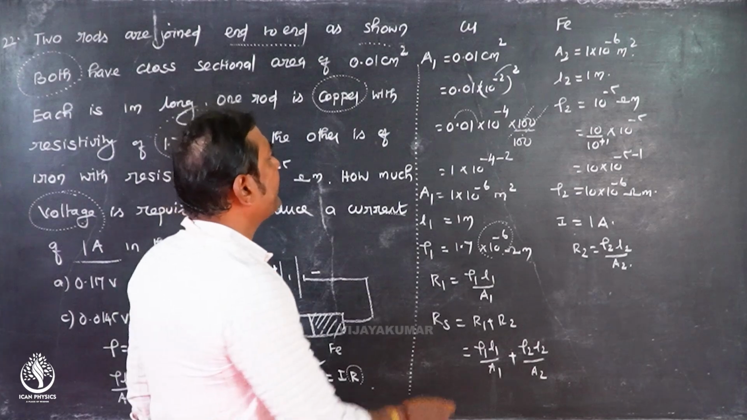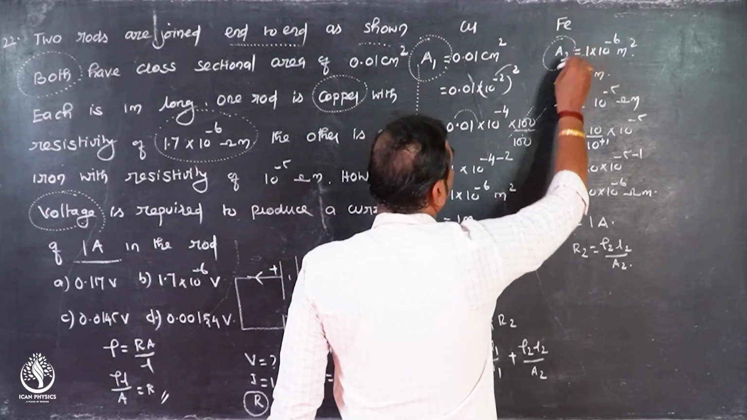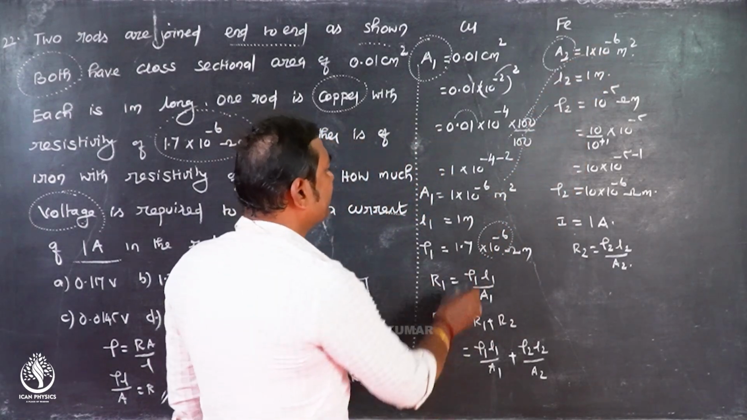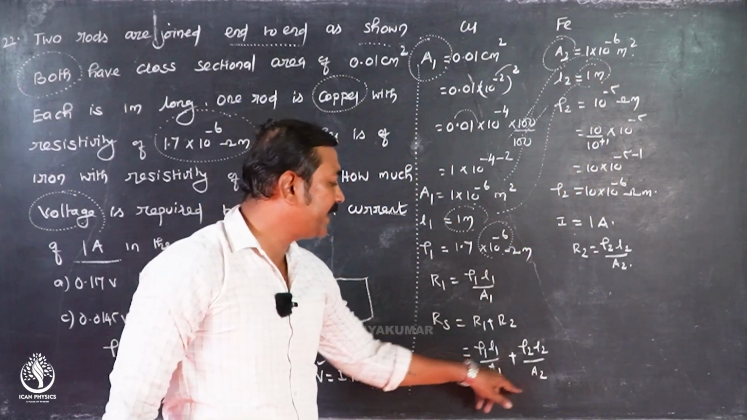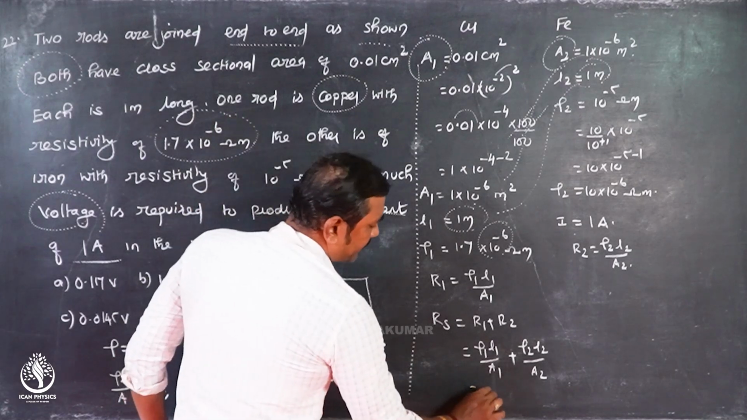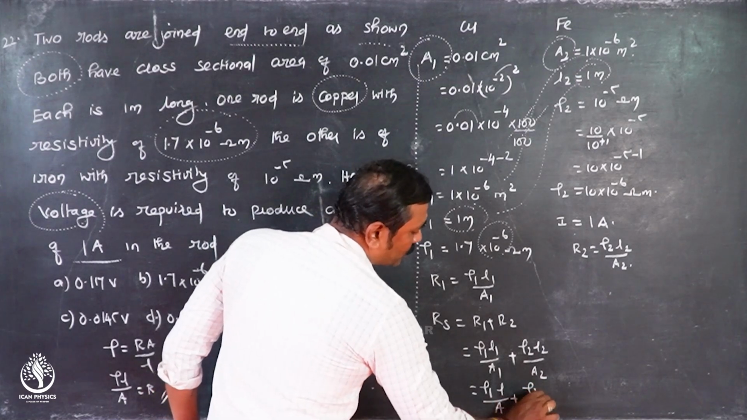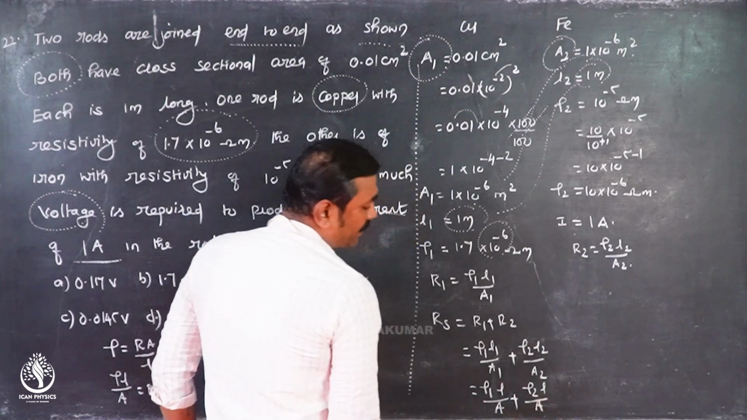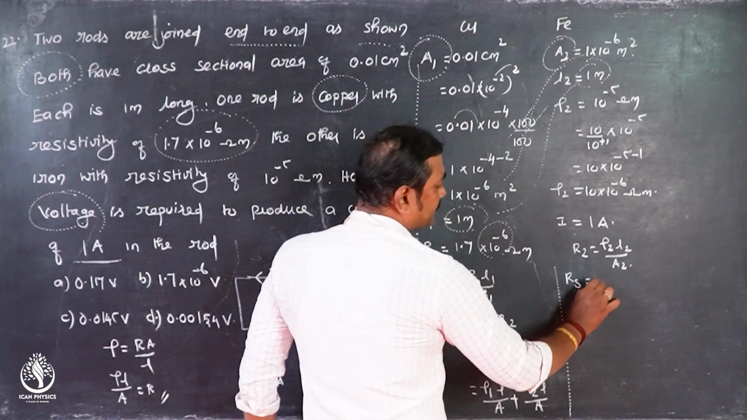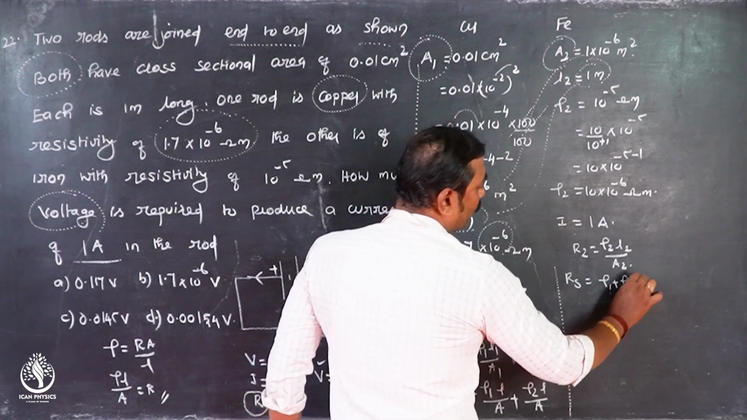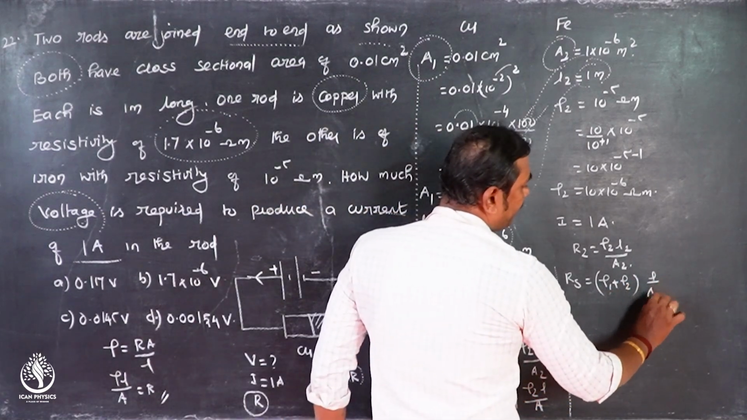Just to compare the area, A1 and A2 are both the same. Next, the length is also the same. So we can modify the formula to rho 1 into L by A plus rho 2 into L by A. Now L by A can be taken as common. So Rs equals rho 1 plus rho 2, into L by A.